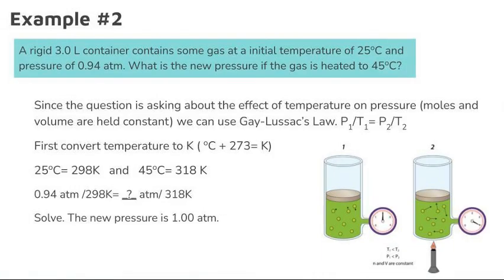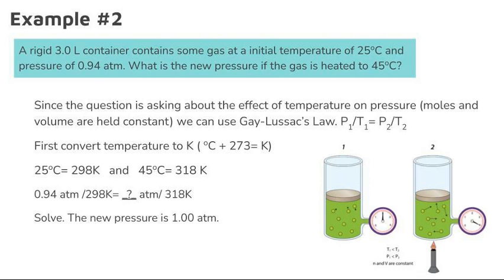Example 2. A rigid 3-liter container contains some gas at an initial temperature of 25 degrees Celsius and a pressure of 0.94 atmospheres. What is the new pressure if this gas is heated to 45 degrees Celsius? Since the question is asking about the effect of temperature on pressure, where moles and volume are held constant, reminder that this is a rigid container, meaning that the volume stays constant, we can use Gay-Lussac's law.